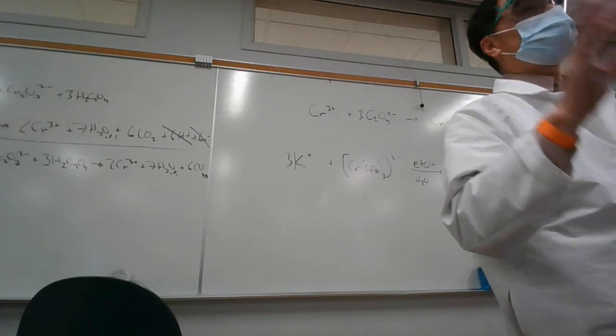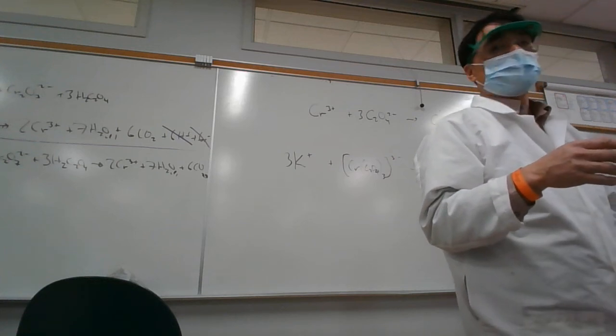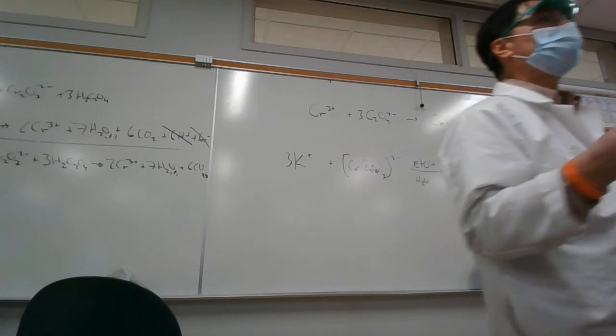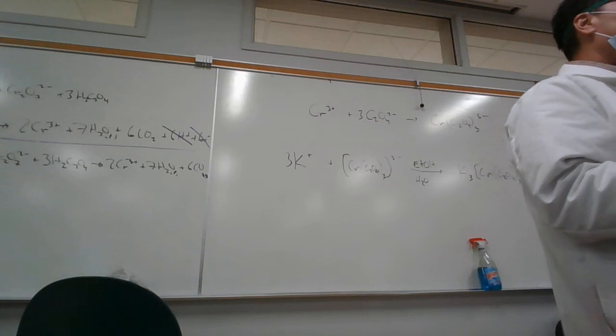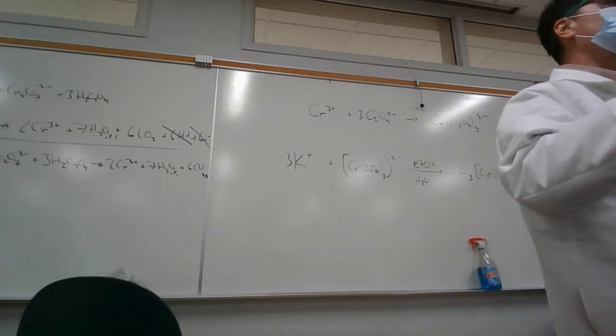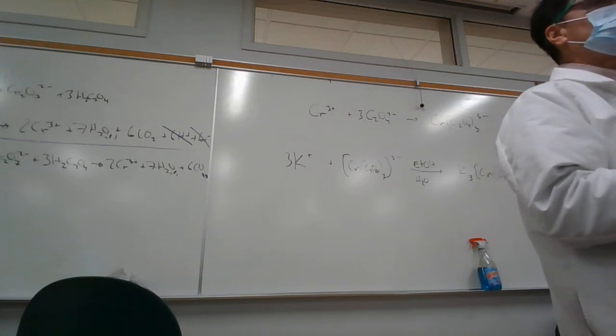But the thing is, how do you grow big crystals? You want to grow them slowly. And the point is, in crystallization, there are 2 processes that occur. There's a process called nucleation.